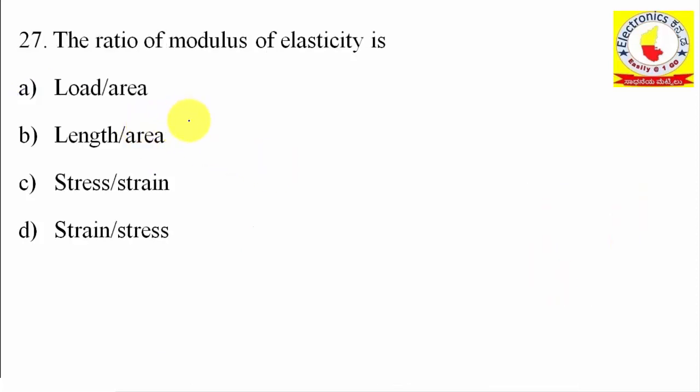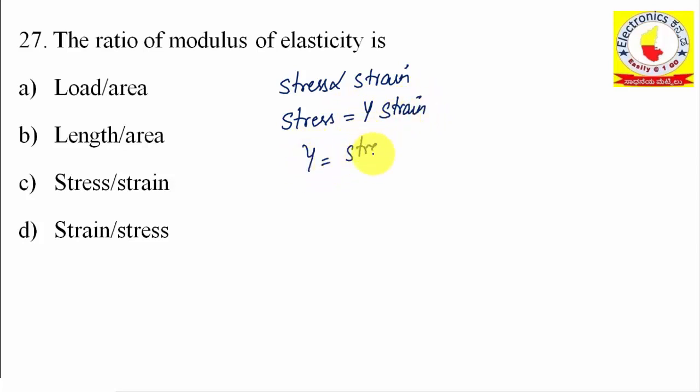Moving on to 27th question, what they have given is the ratio of modulus of elasticity. See, we know that from Hooke's law, stress is proportional to strain. So if I want to remove this proportionality constant, I am going to introduce Young's modulus, and write stress equals Y times strain. So Y, that is Young's modulus, is defined as stress divided by strain.